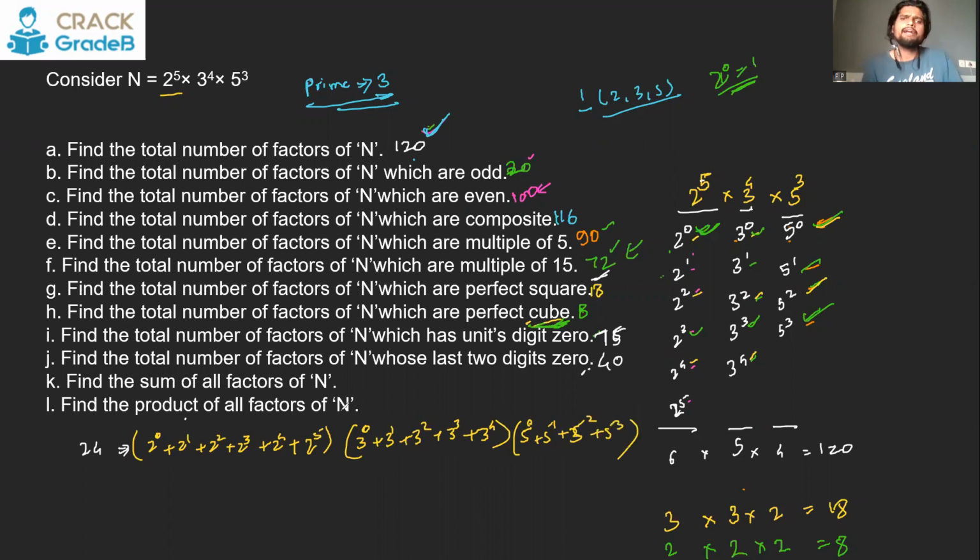So this is how you will just add available powers under different brackets and multiply these brackets. This is how you find the sum of the factors. So this is going to be the answer to this question. And product is again easy.